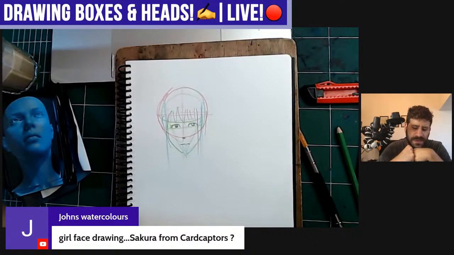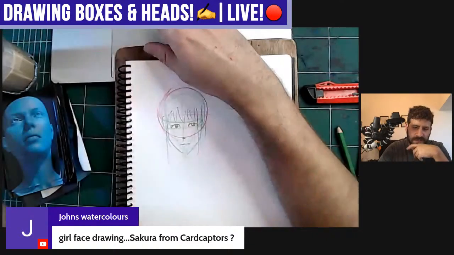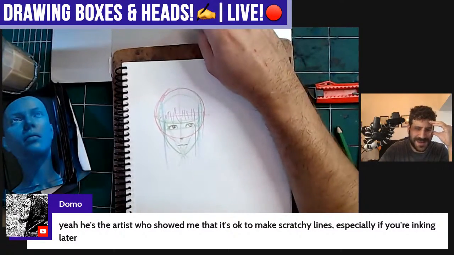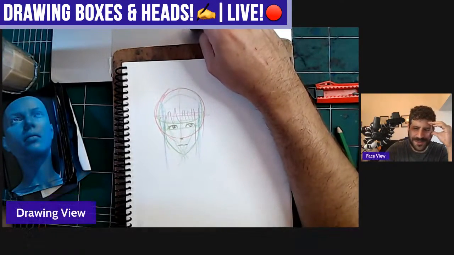I guess to better understand their more realistic style too, which is funny. Domo, yeah, he's an artist who showed me it's okay to make scratchy lines, especially if you're inking later. Yeah, for sure, for sure.